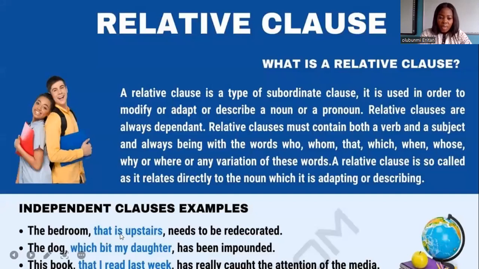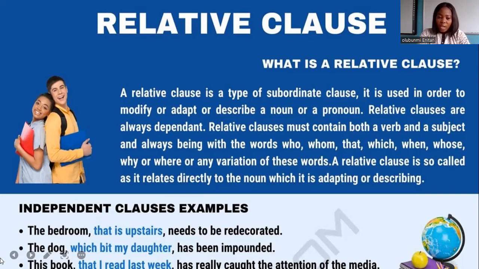The bedroom that is upstairs needs to be redecorated. The bedroom is the noun or noun phrase, and the relative clause gives you more information because it should describe the bedroom. It's specifying the bedroom that is upstairs. So that is upstairs is a clause. What kind of clause is it? It is a relative clause because it is introduced with that, and that is one of the relative pronouns, like we can see here.